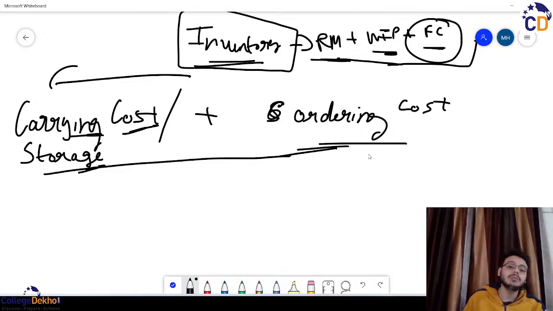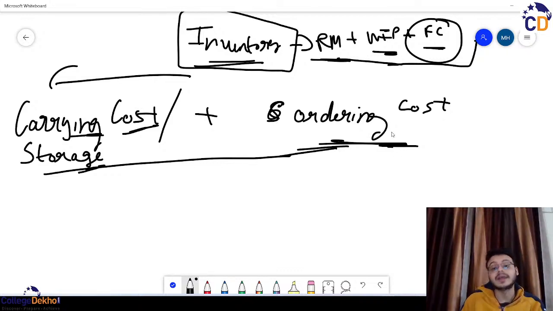But now what do we mean by the ordering cost? Ordering costs are something when we are ordering something from a third party or a second party. Okay, so there might be some cost associated with it. And the cost can increase with the frequent number of orders. That is, the more we order, the more our ordering cost will increase. But how can this ordering cost be reduced?